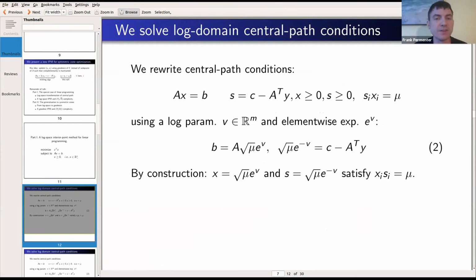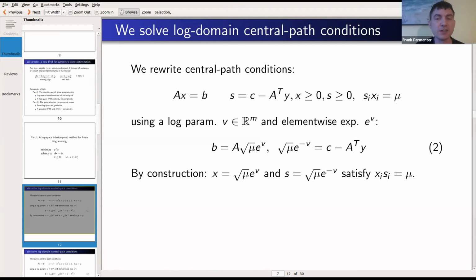Okay, so to solve the linear program, what we're going to do is revisit our central path conditions, and we're going to rewrite them with the help of a log parameter v. So what's going on here is I'm representing x and s with their exponentiated logarithms. This gets rid of the non-negativity constraints. And then I use linearity of the complementary slackness condition in the log domain to reduce the number of log parameters from 2 to 1. So I represent both x and s, my non-negative vectors, using a single log parameter v, using the parameterization indicated by the system of equations denoted 2.